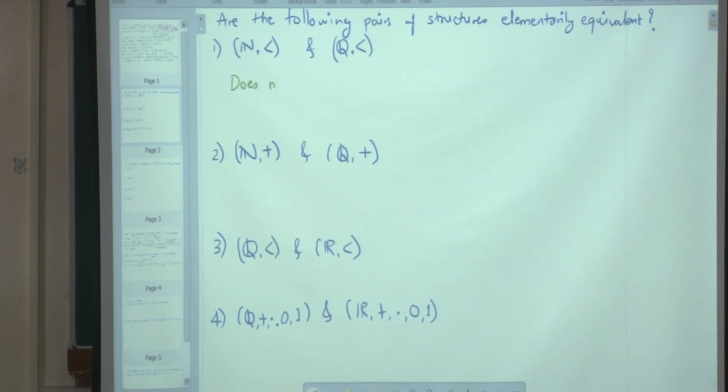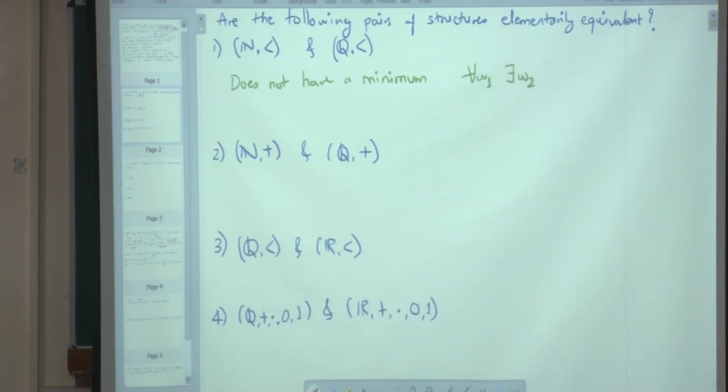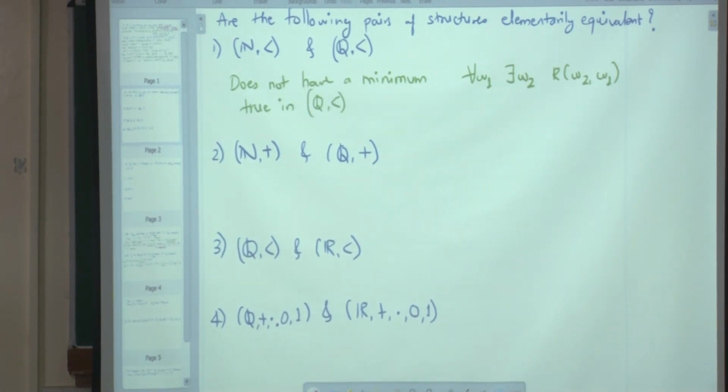You can write down this sentence. Yeah, what is the sentence? For all W1, there exists a W2 such that R W2 W1. So this is true in Q but not true in N.